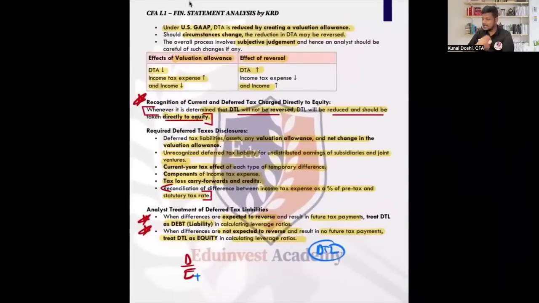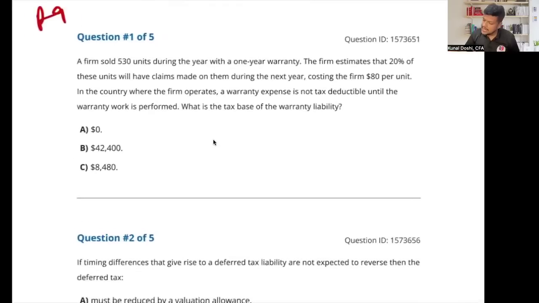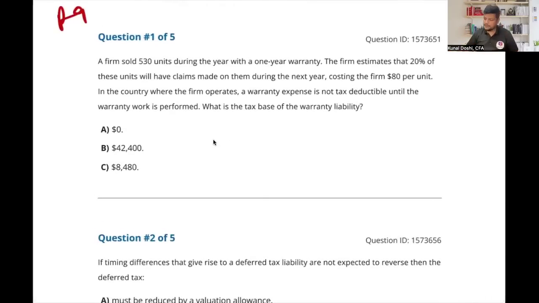Okay, let's do some questions with regards to taxes. Everyone with me? Correct? Right? DTA and DTL calculations. See, in this topic, DTA and DTL calculations and theory are mostly asked. Some calculation will be there and mostly it is going to be theory. Let us do a variety of questions.